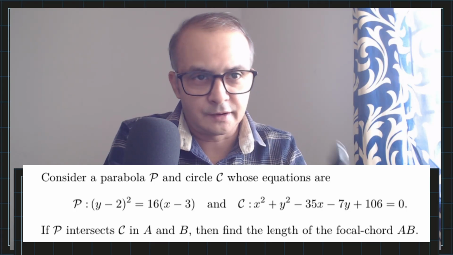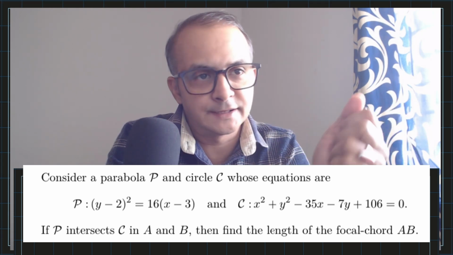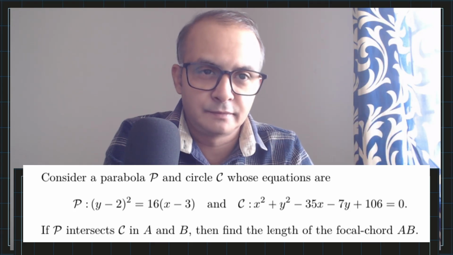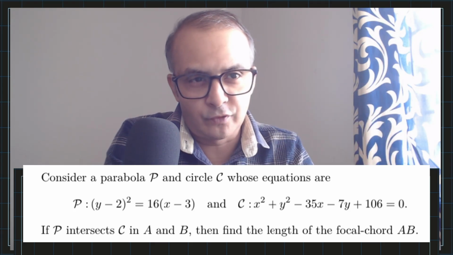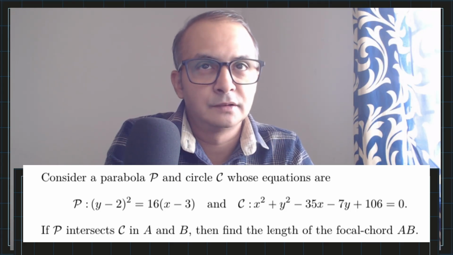We are given a parabola, you can see in the question, and a circle, and they intersect at 2 points A and B. The task is to find the length of the focal chord AB of the parabola.